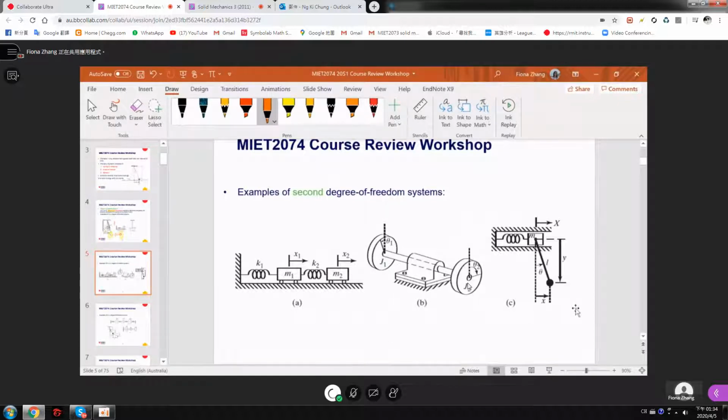And for this two rotor system, you have theta 1 and theta 2. Okay.